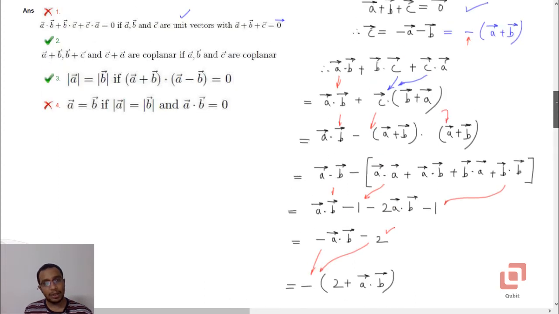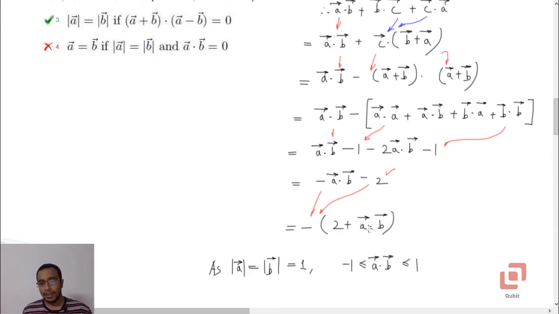Now observe that because these are unit vectors, a bar and b bar, the least value that a bar dot b bar can have is -1, because cos theta's least value is -1, and the maximum value that the dot product can have is +1. Because a bar dot b bar is mod a bar mod b bar cos theta, and because we know these values are equal to 1, we need to consider the range of cos theta for finding the least and the greatest value of a bar dot b bar.